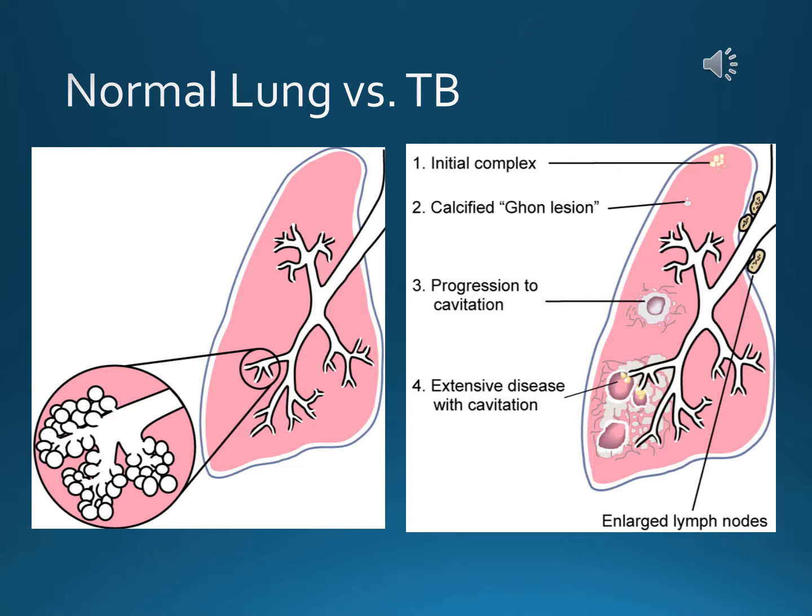And if you think about it, when you have these areas of cavitation, as I said before, no gas exchange takes place in these areas. And so it really decreases the surface of your lung that is available for gas exchange. You'll also notice that there are large lymph nodes along the large airways.